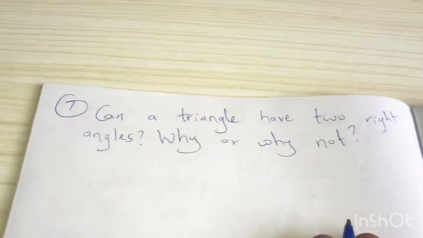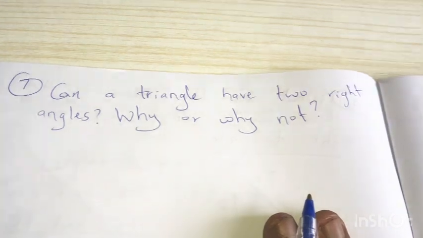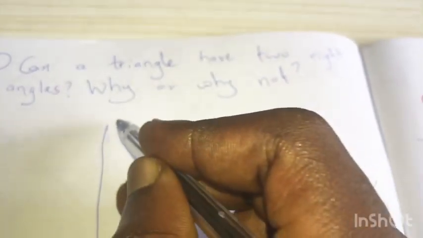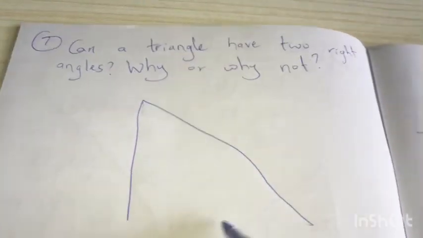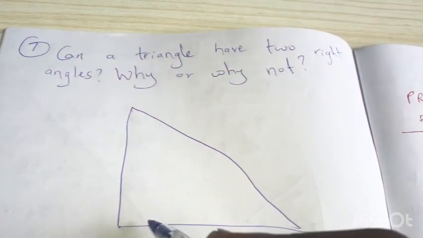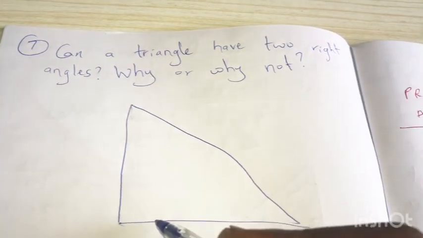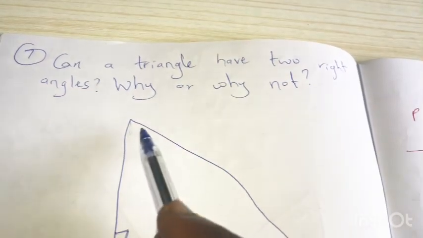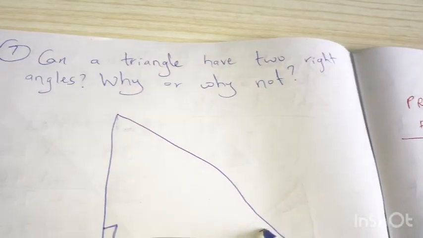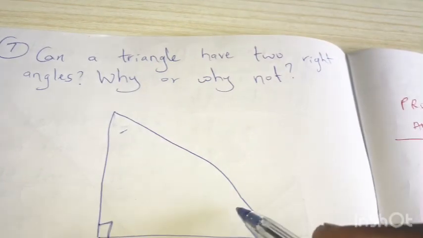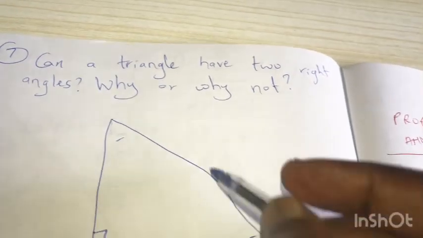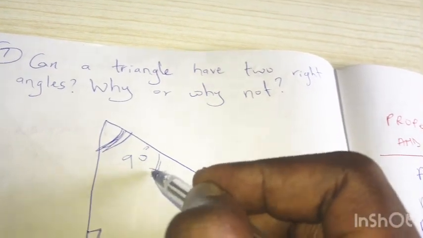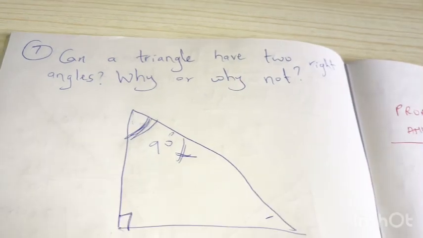Okay, that's our last question. Can a triangle have two right angles? Why or why not? There's a triangle. Can it have two right angles? No, because if this is 90 degrees, this angle here should also be 90 degrees. So you can't have only one angle equal to 90 degrees. Are you getting it? So no.